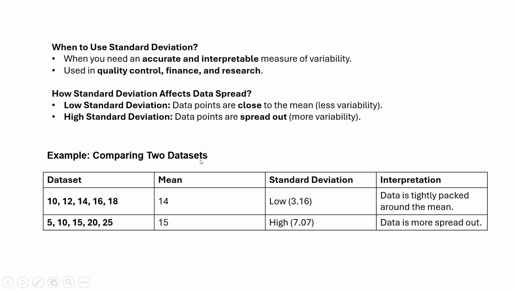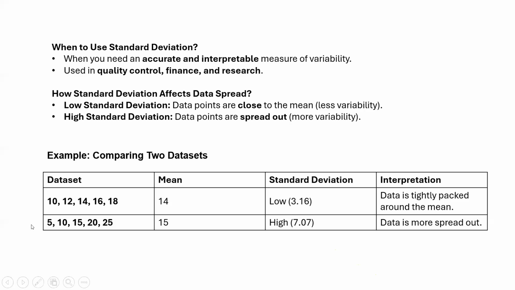We can see an example here comparing two data sets. Let's say the data set is 10, 12, 14, 16, and 18. The mean of this data set is 14, and if you calculate the standard deviation of this data set, it will come to 3.16. So what is this standard deviation telling you? Your data set is tightly packed around the mean. If you see how far 10 is from 14, it's almost your standard deviation. Everything is almost coming in the range of standard deviation, but your standard deviation is very low. It's not a very big number. It means your values are quite close to the mean.